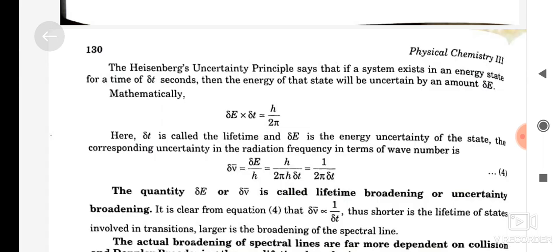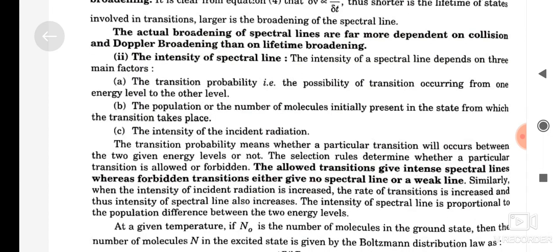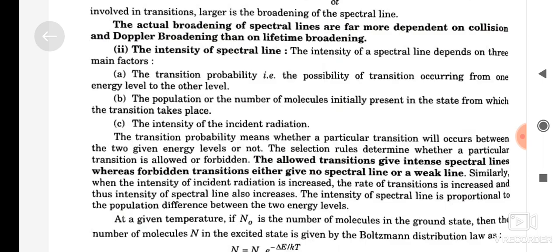The corresponding uncertainty in the radiation frequency, in terms of wave number, is Δν̄ = 1/(2πΔt). The quantity ΔE or Δν̄ is called the lifetime broadening or uncertainty broadening. It is clear from equation 4 that Δν̄ is inversely proportional to Δt. Thus, the shorter the lifetime of the state involved in the transition, the larger is the broadening of the spectral line. The actual broadening of spectral lines depends far more on collision and Doppler broadening than on the lifetime broadening.